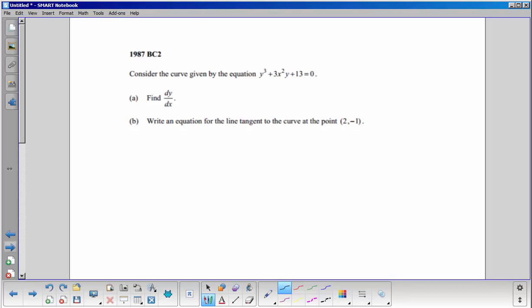Obviously, part A, anybody can do. We've got to find the derivative of that implicitly. We can do that. Only like 60 seniors can do that. No one else can do that. All right, so it's y cubed plus 3x squared y plus 13 equals 0. So let's take the derivative implicitly for part A.